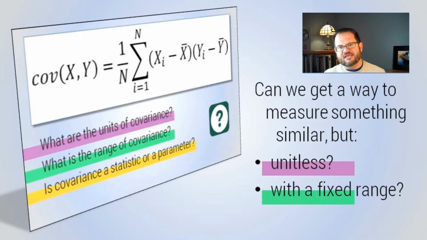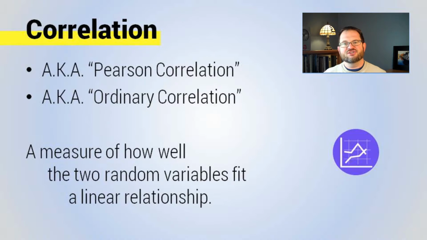Sure would be nice if we could get past some of these problems and come up with a measure that was unitless, so I didn't have to worry anymore about all these crazy units of my descriptions of paired data sets, and had a fixed range that I could actually understand. Like, ranging from -1 to 1 or something like that. And of course there is a statistic that can do such things. It's called the correlation. Sometimes called the Pearson Correlation, sometimes called the ordinary correlation.